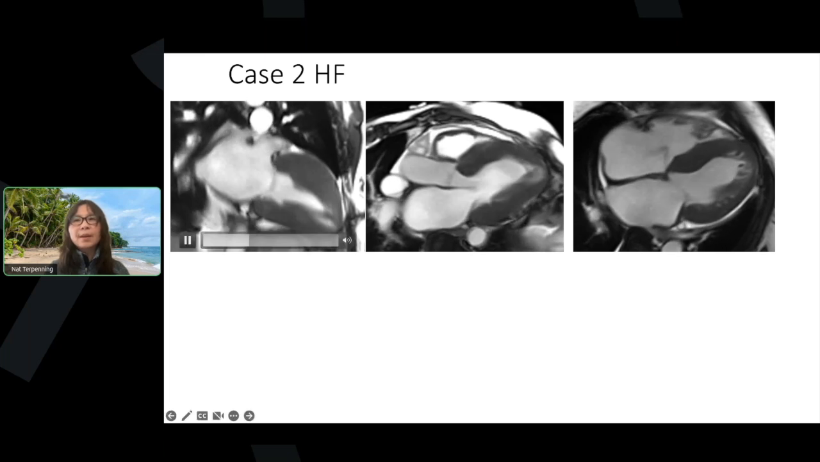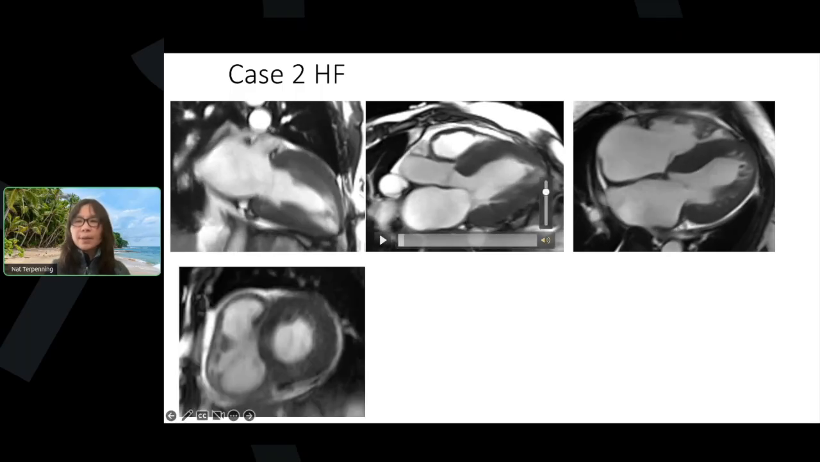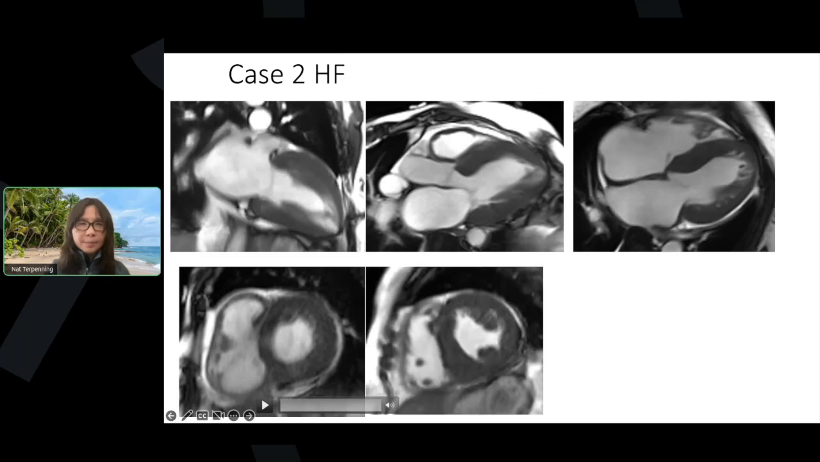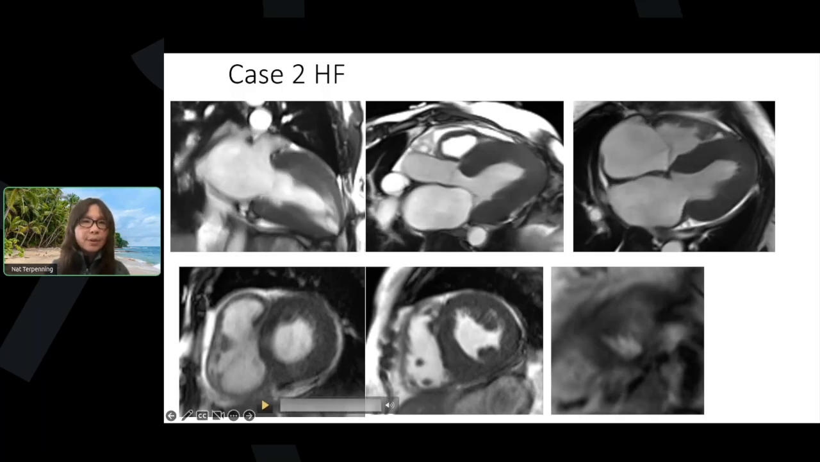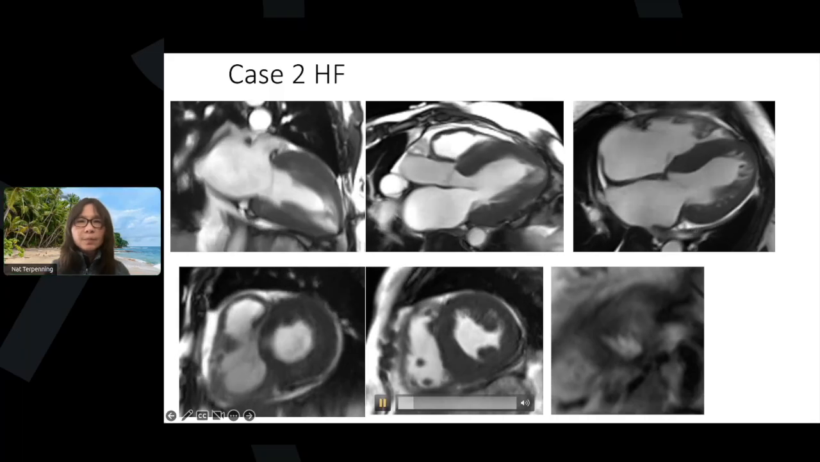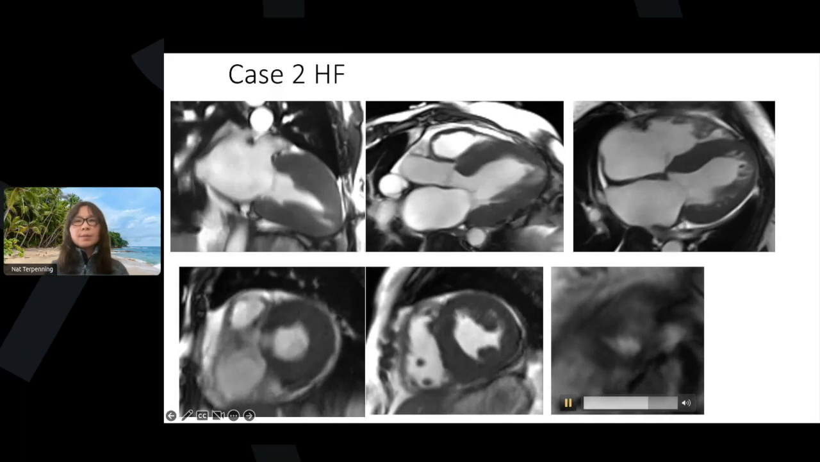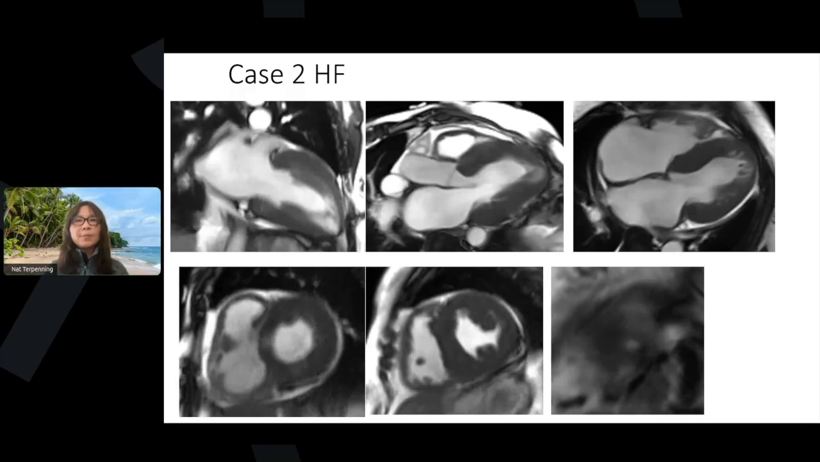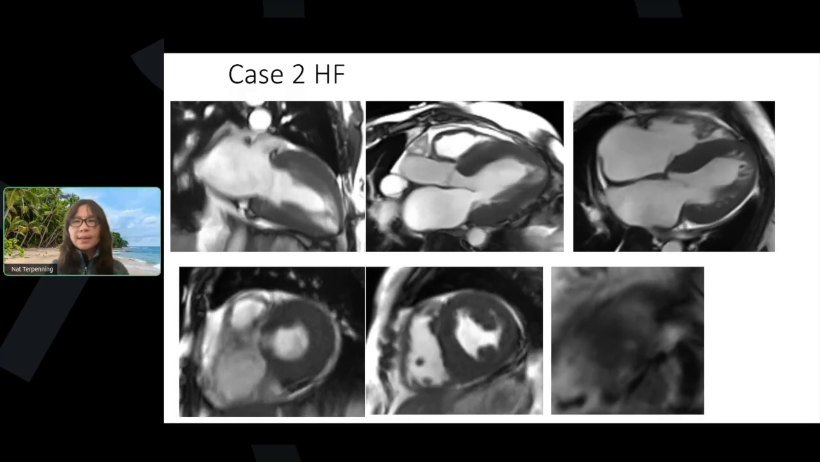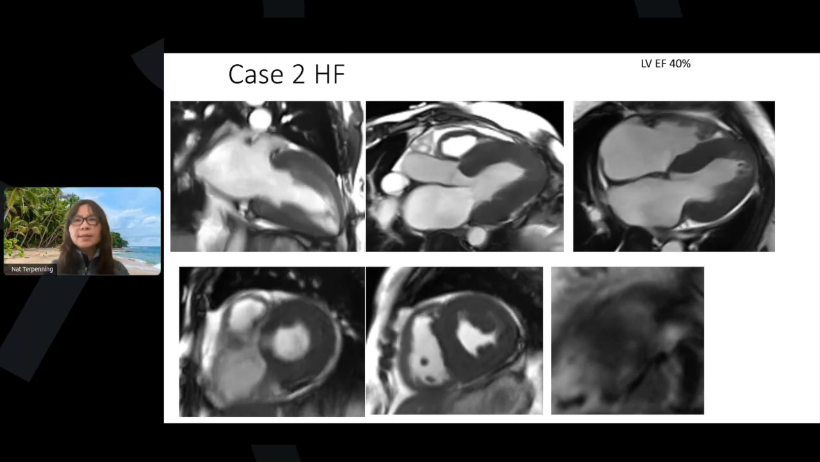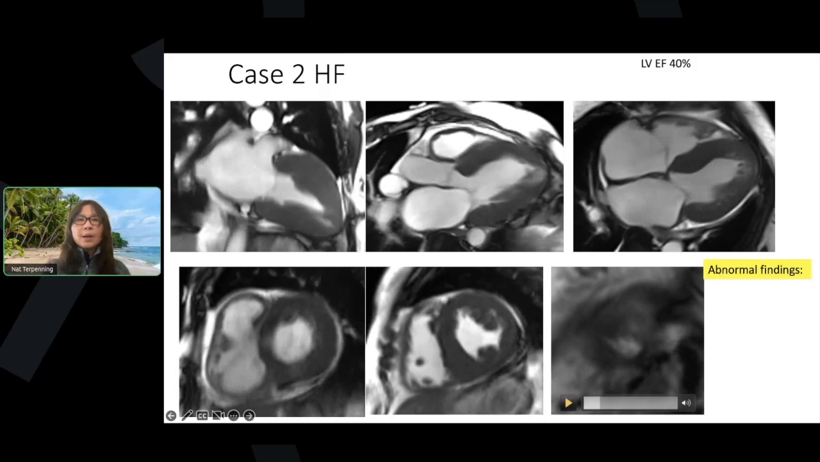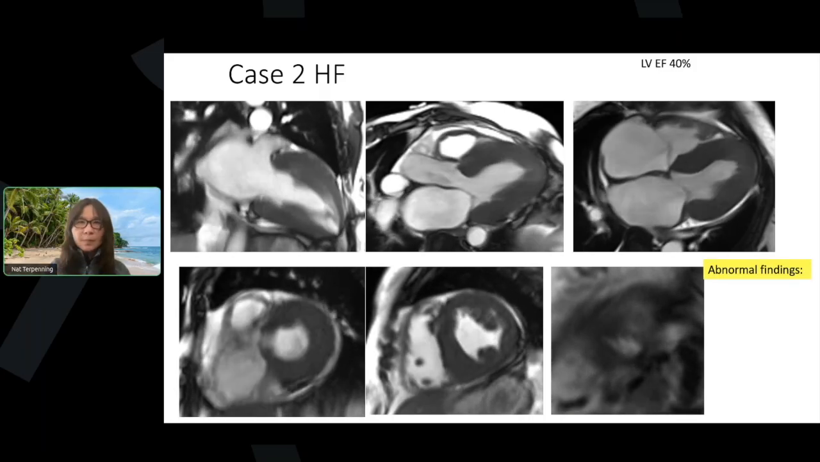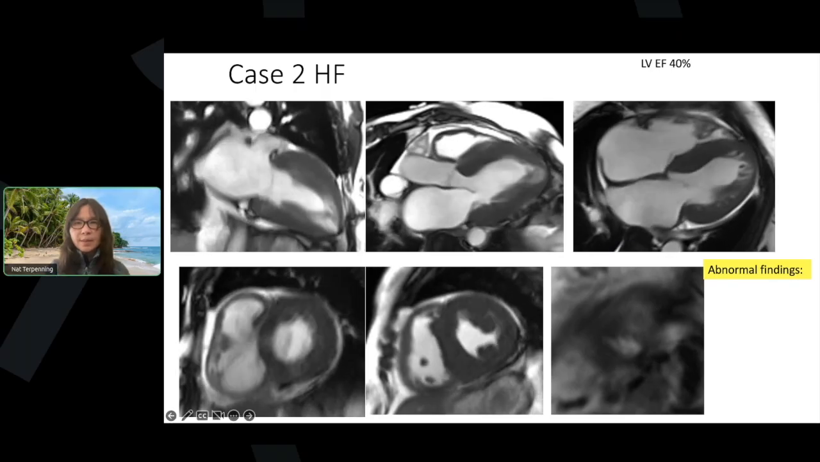I'm talking about EF. And then what do we see? This is my short axis on the basal segment, mid cavity, and apical segment. We'll show you all here. Okay, so wall motion looks very abnormal. It's hypokinetic, right? So EF is about 40%. The calculated EF is about 40%. And my question is, what abnormal findings do we see here on these 6 images?